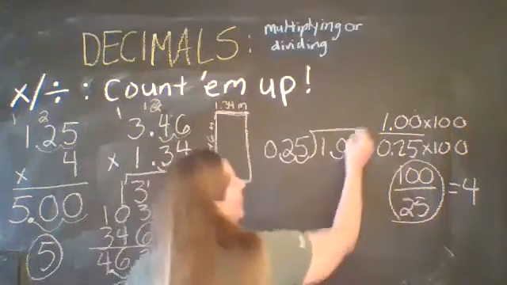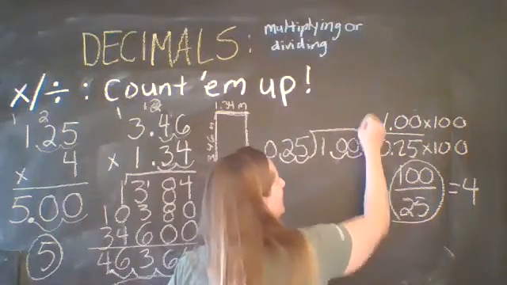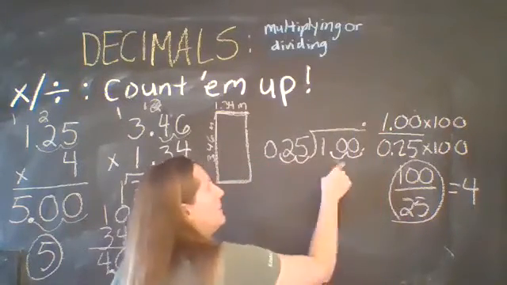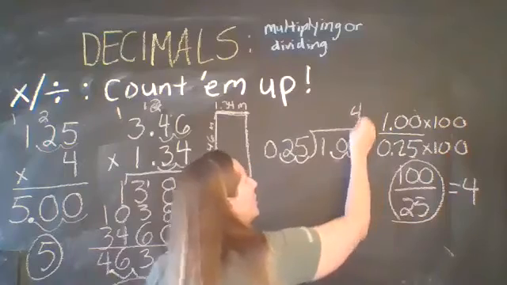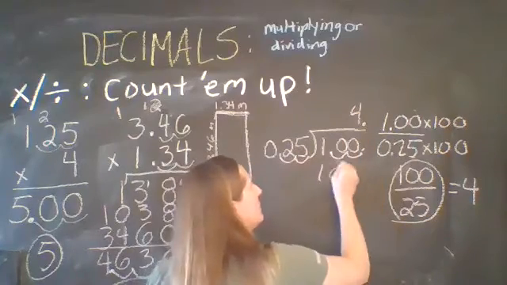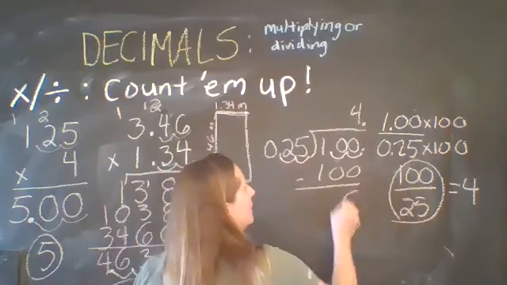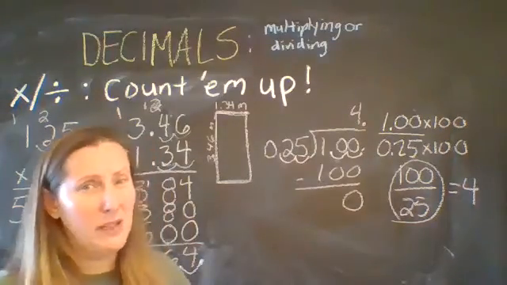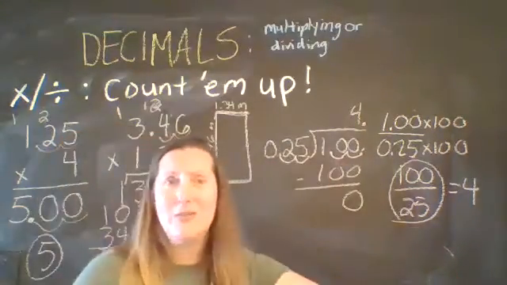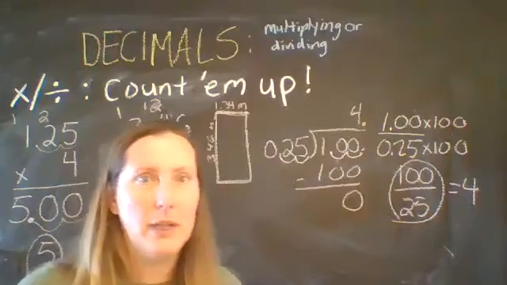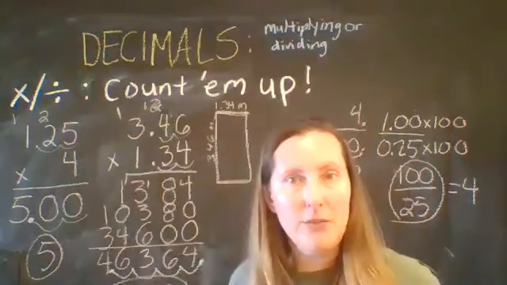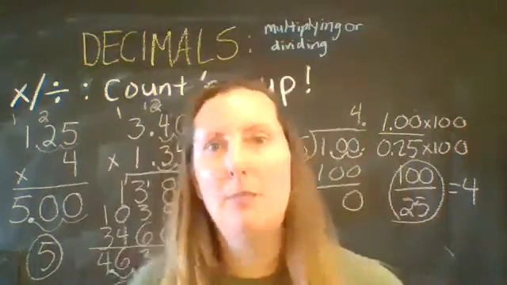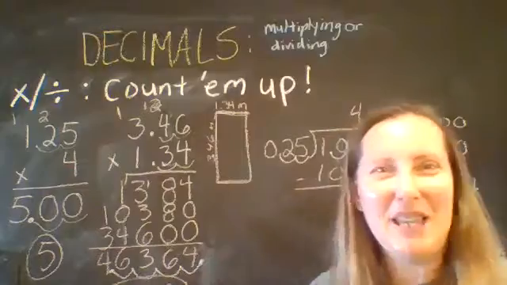Okay, so my decimal place, once I've moved it, just goes straight up, and 25 goes into 100 4 times. 4 times 25 is 100. And we're finished. And that answer also makes sense. How many quarters are there in $1? This you already know. Okay, so when multiplying and dividing, you don't have to line them up, you have to count them up. Thank you, scholars.